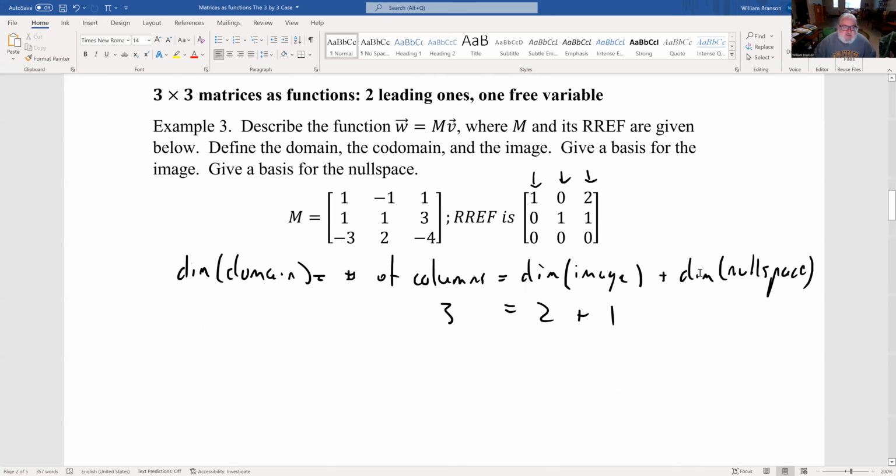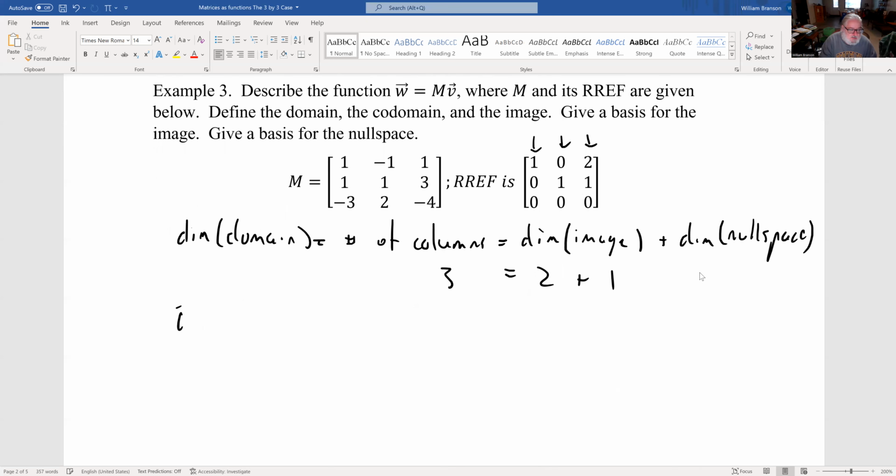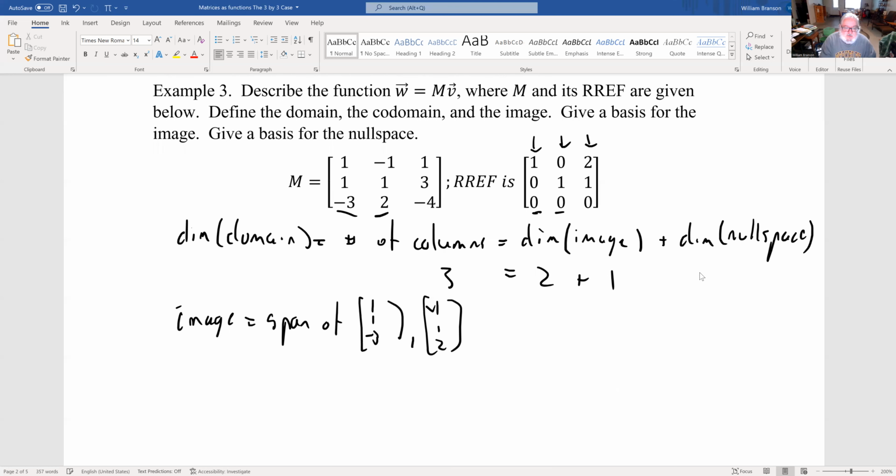So a basis for the image is these two columns, right? Because those correspond to the leading ones. So that's a basis. Our image is actually two-dimensional because I've got two linearly independent vectors. The third one, this one, is actually a linear combination of these two. So, two-dimensional.